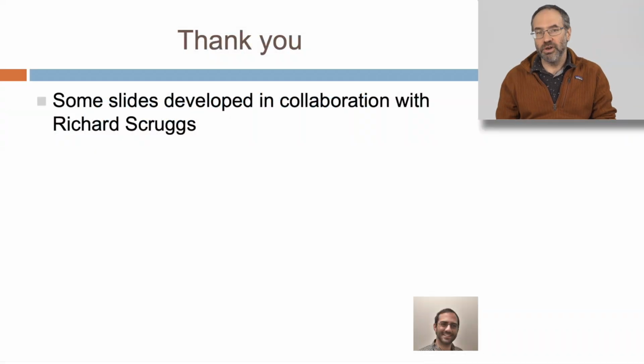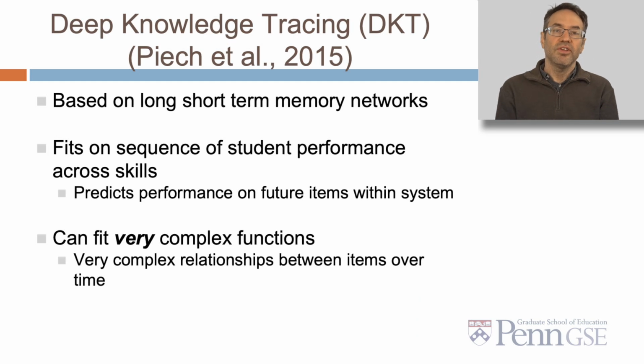I'll start this off by noting that some of the slides in this lecture were developed in collaboration with Richard Scruggs. Our story starts with DKT, Deep Knowledge Tracing, by Chris Piech and his colleagues. Deep knowledge tracing is based on long short-term memory networks, and it fits on a sequence of student performance across skills, predicting performance on future items within the system. Like all neural networks of its sort, it can fit very complex functions, very complex relationships between items over time.